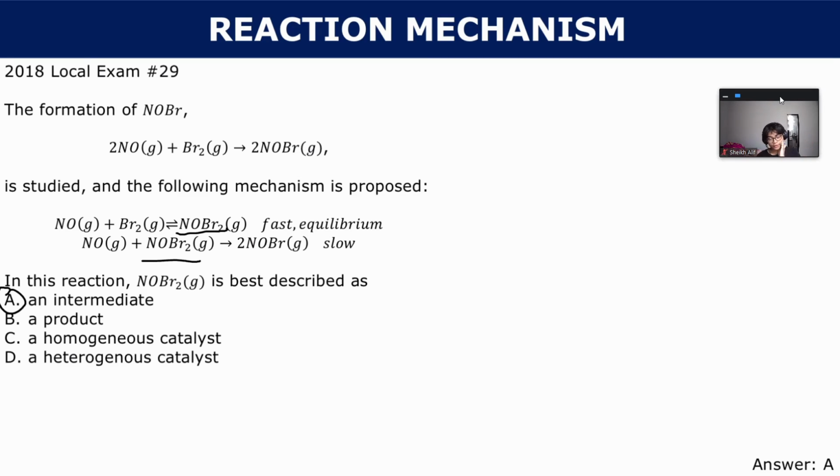Alright, that's all I have for this lesson. Again, slow step, and then take out the intermediates or the catalyst using the fast equilibrium step. That's usually going to be the setup for most of these reaction mechanism questions. You just need to learn how to identify them, and then know the process to solve it, and of course just use that process to get the right answer.